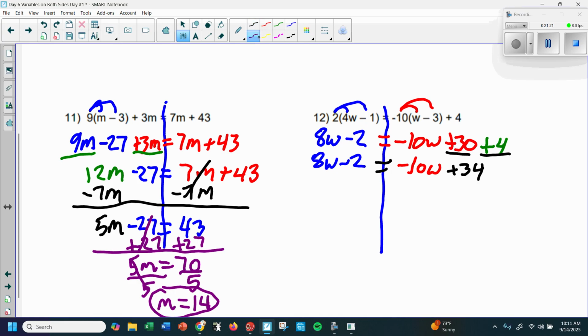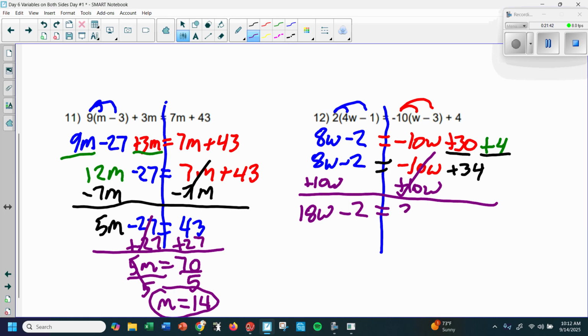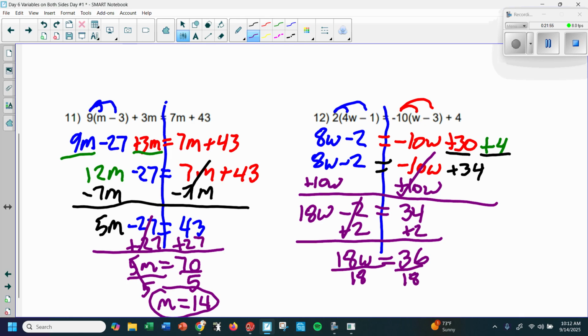Which side is smaller, the 8w or the negative 10w? So the answer is negative 10. It's not a 10, it's a negative 10. So we're going to add the 10w to this side. When you do that, you get 18w minus 2, because that hasn't moved, equals 34. We're going to now add the 2 to this side. You get 18w is equal to 36. Divide both sides by 18, and you get w equals 2.